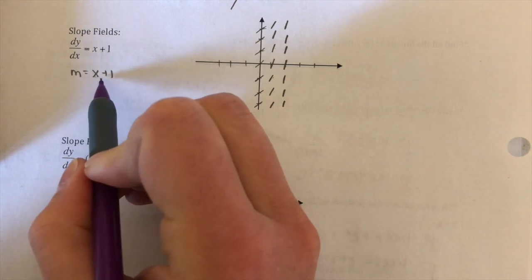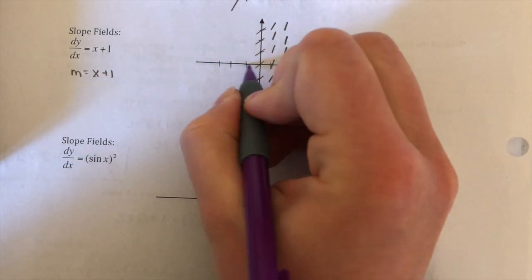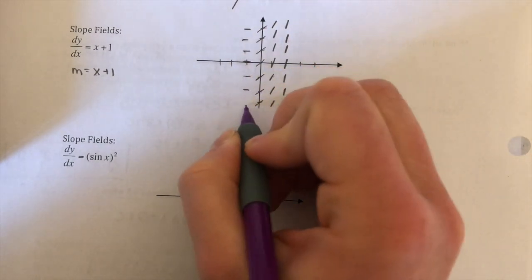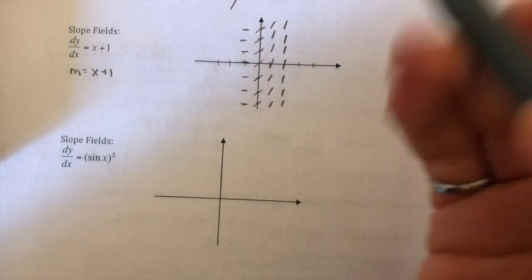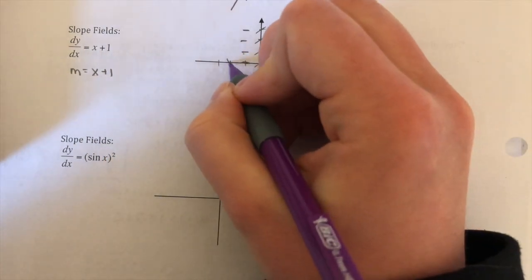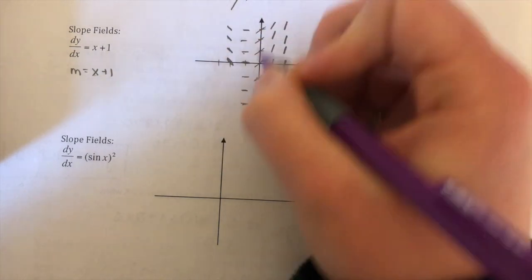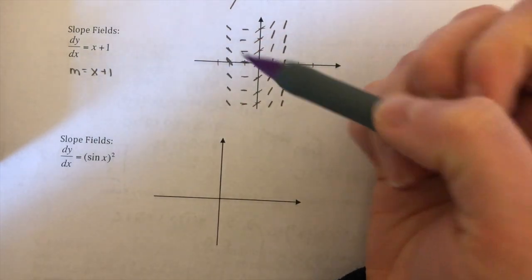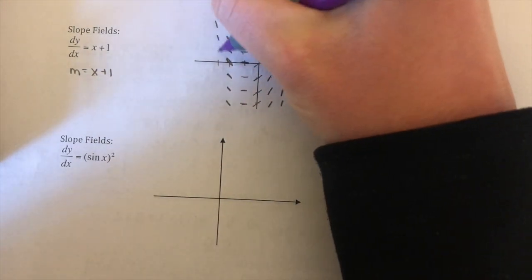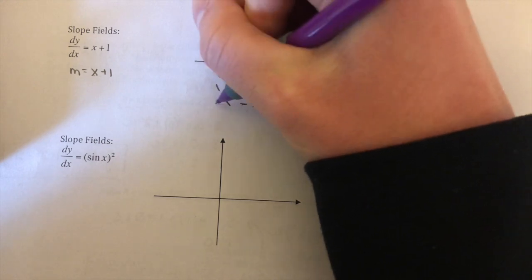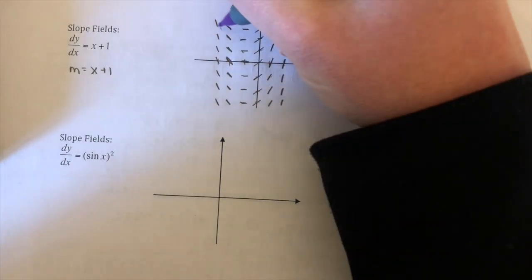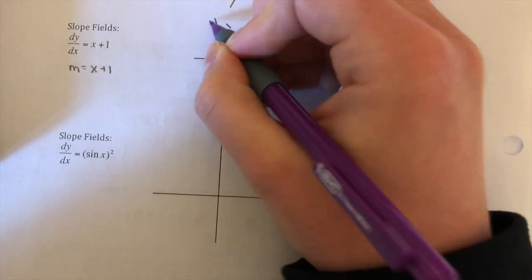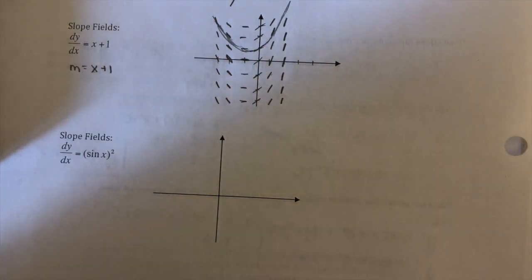If I plug a -1 in for x, then my slope is going to be 0. If I plug a -2 in, then my slope is going to be -1. If I plug a -3 in for x, my slope is going to be -2. So see how we can kind of piece together these bits and draw ourselves a function. Kind of looks like that.